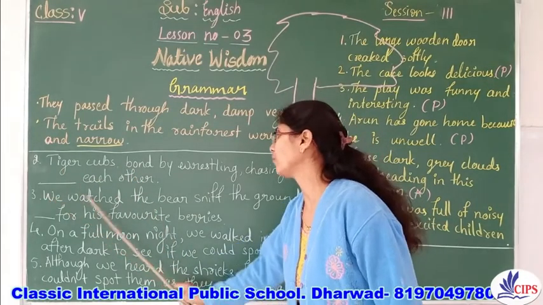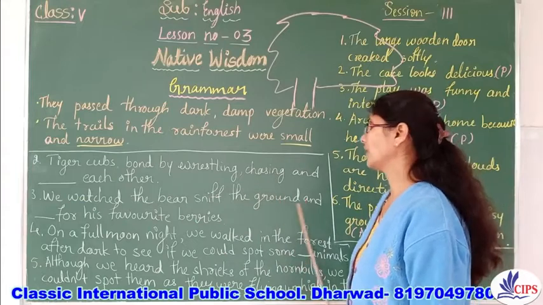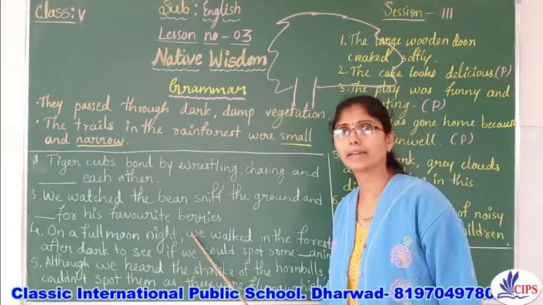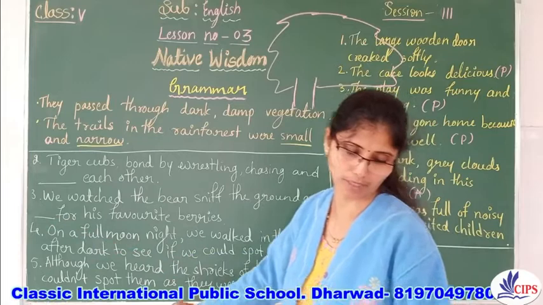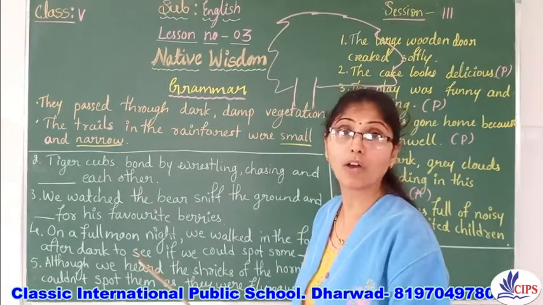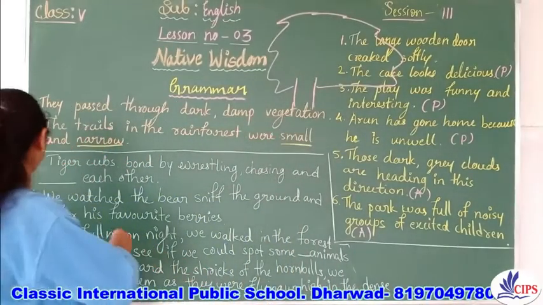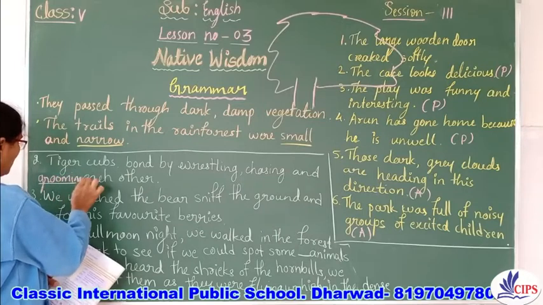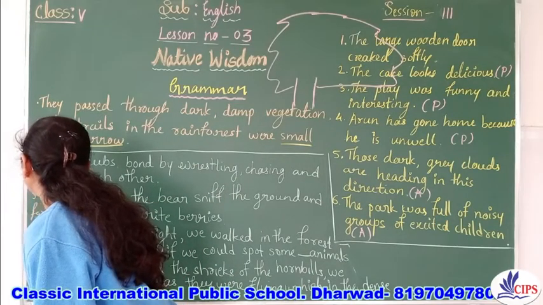Okay, observe the next one. We watched the bear sniff the ground and forage for his favorite berries. As you know, the bear likes berries. Yes, its favorite food is berries. So what does it do then? Which word from the table fits the third one? Forage. Here, this is food. Which word belongs to food then? Forage. To look for food. So what to write here? Here, the second one, grooming, right? And here, the third one, what to write then? Forage. And observe the next one.